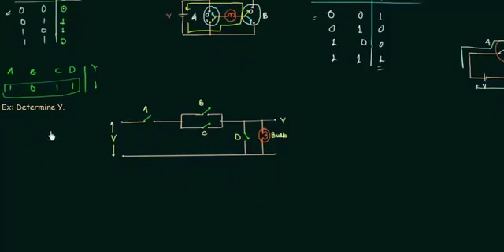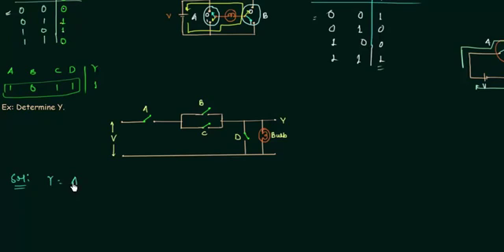We have to determine Y. Y is the output and it is the bulb. We are having 1 2 3 4 switches, A, B, C, D, and we will try to solve this problem by two different ways. The first way that I can see is by making this switch A closed. This A should be closed. B or C, either one of them should be closed.